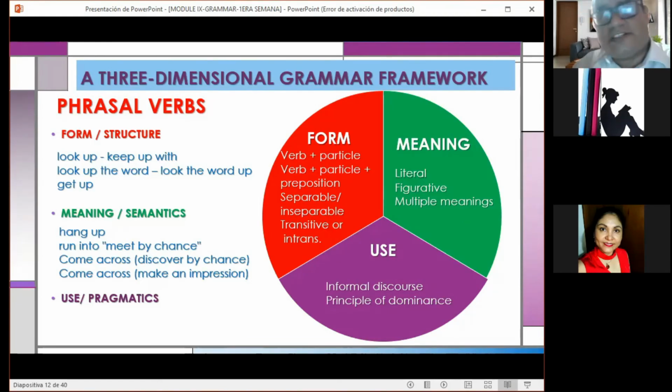Now, multiple meanings. So phrasal verbs could have multiple meanings according to the context that you could choose. For example, come across has two meanings. Come across could mean discover by chance or make an impression. Notice these phrasal verbs can have multiple meanings. Here, two meanings. Discover by chance or make an impression. So this is the aspect related to meaning in phrasal verbs.